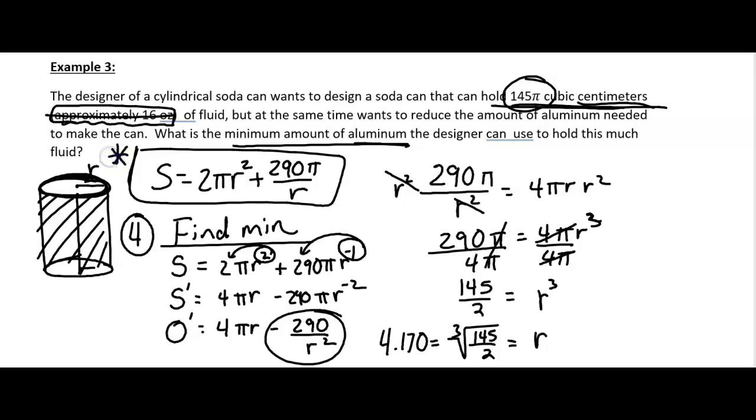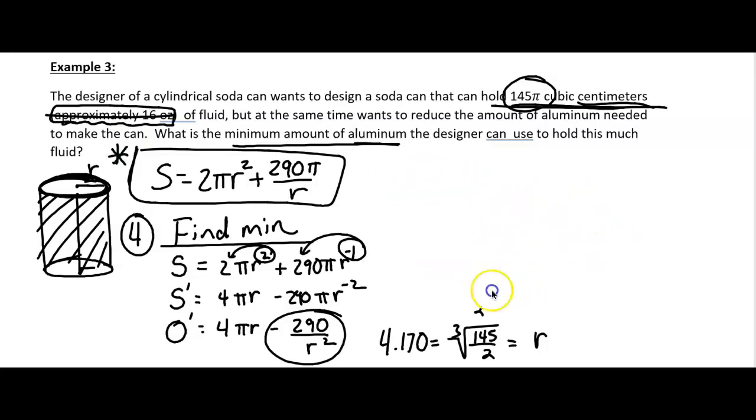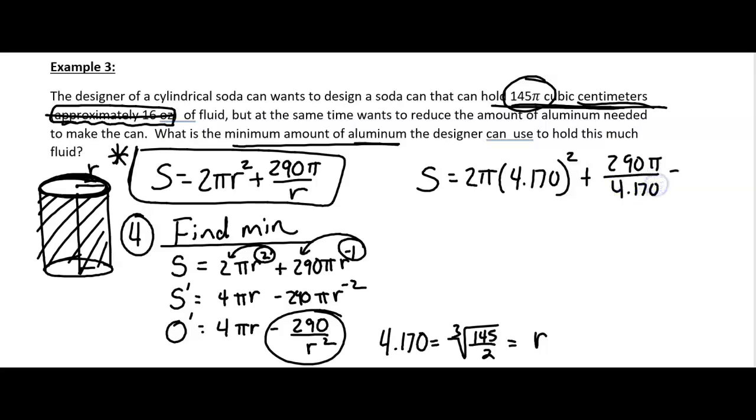This is also a surface area formula, it's just that it has the H taken out of it. So I think I'm going to go ahead and go with that one just to make things go a little bit faster. But the point is they want to know the surface area, which represents the amount of aluminum you're using. So for step 5 or 4, continued, we're going to do 2 pi times 4.170 squared plus 290 pi over 4.170. And once we calculate that whole thing out, we'll have our final.